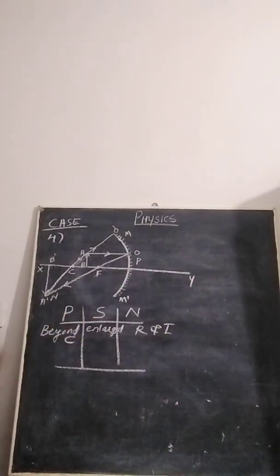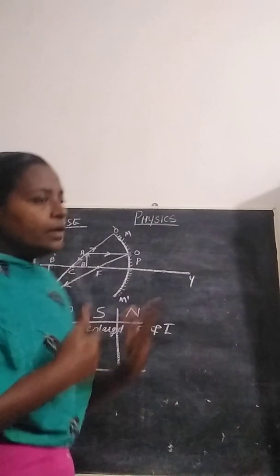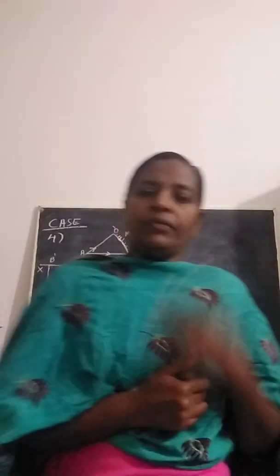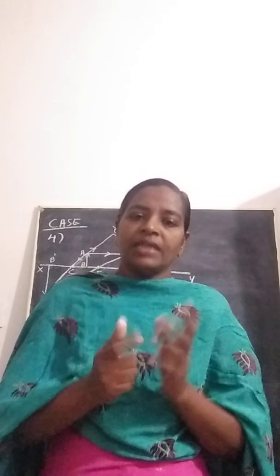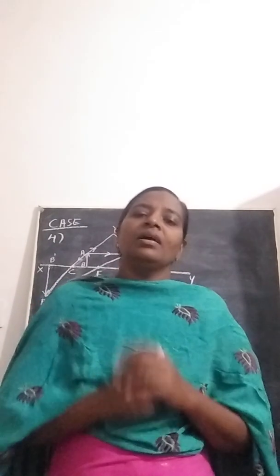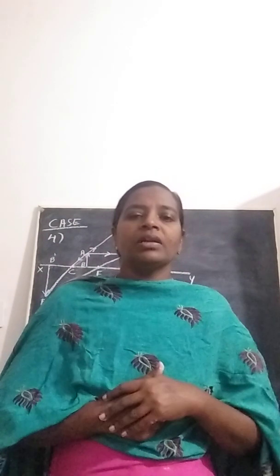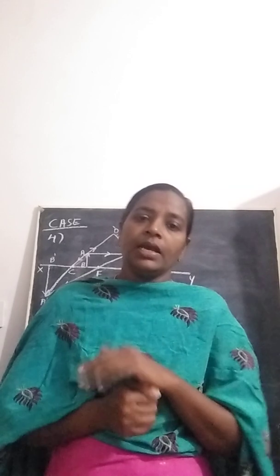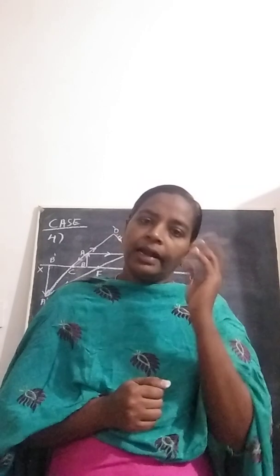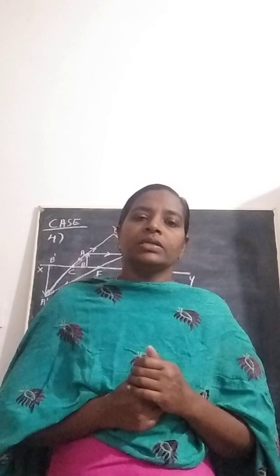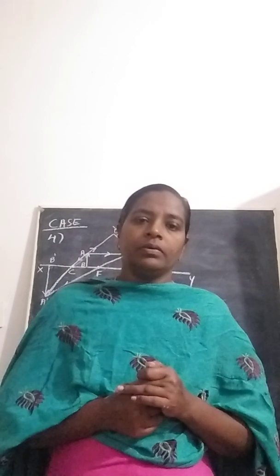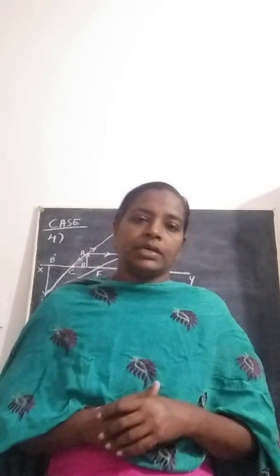So from this ray diagram, we found that if an object is placed between center of curvature and focus of the mirror, the concave mirror will give you an image beyond C, and it is enlarged or larger than the object, and it is always real and inverted. So that is all about this case.